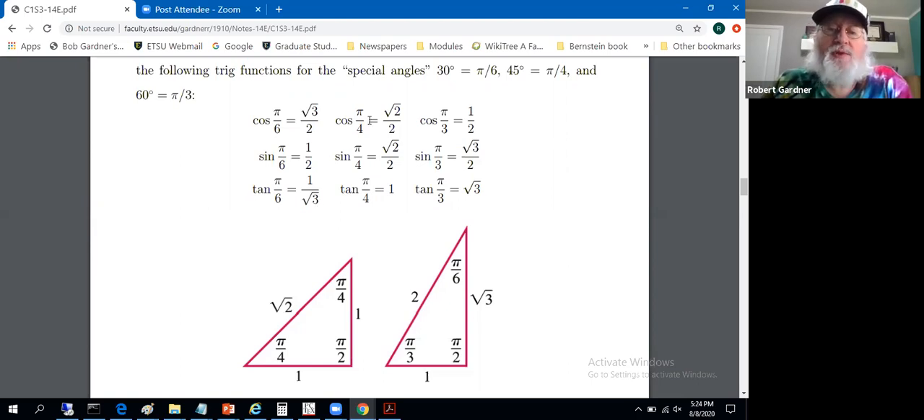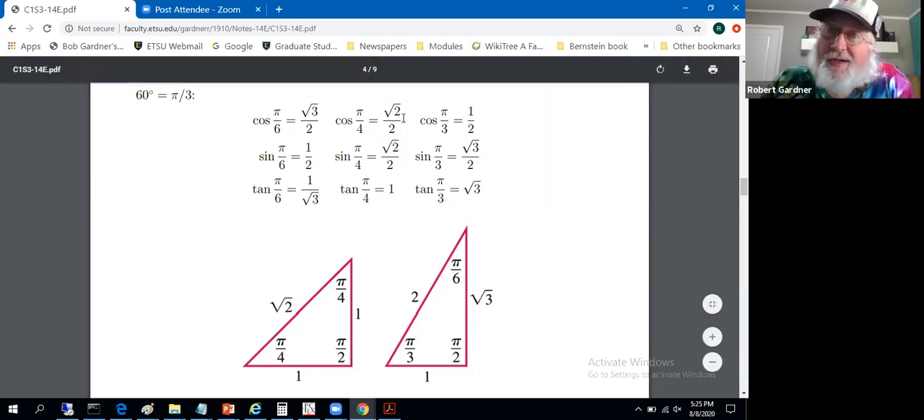How about pi/4? Well, here's the pi/4 angle, opposite, adjacent, and hypotenuse. Same arguments. We'll get square root of 2 over 2, square root of 2 over 2, and tangent opposite over adjacent would be 1. Let's look at cosine. It'd be adjacent over hypotenuse. It'd be 1 over the square root of 2. That's not what this is, is it? Well, it is if you rationalize the denominator.